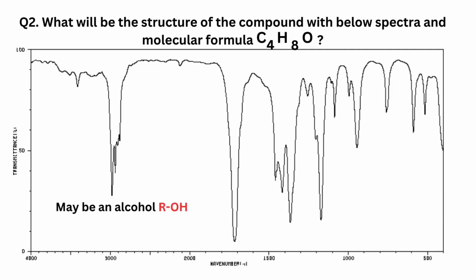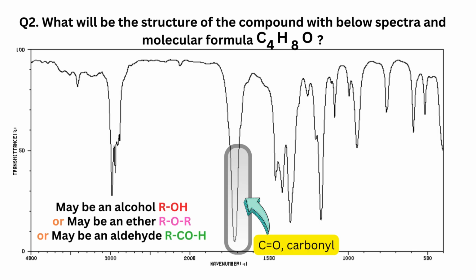If you see the spectra, you can clearly see a sharp and long peak around 1700, which means a carbonyl C=O group should be there in the compound, so alcohol and ether are out. The remaining options are aldehyde and ketone.